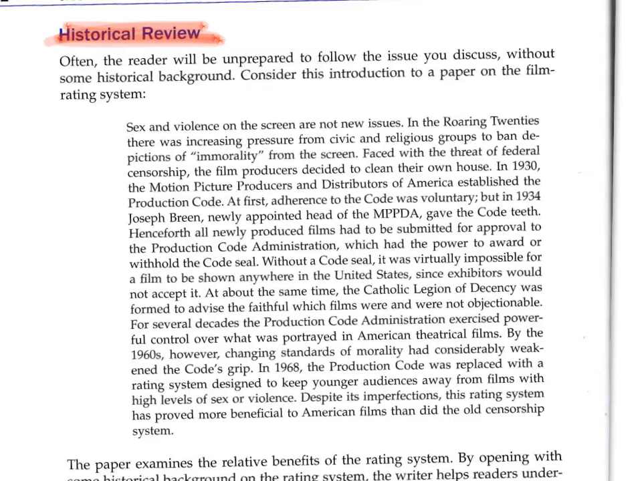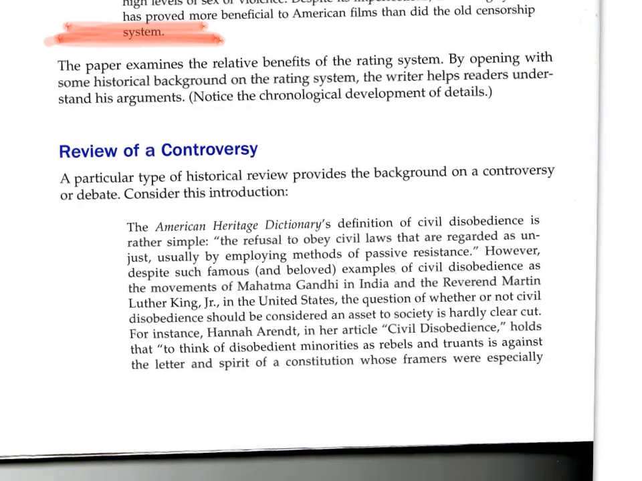Sometimes you need to give your reader some historical background, or if they don't have it, then they are not prepared to read what follows. I'm thinking a historical review is kind of self-explanatory. But there's a subtopic inside the historical review, which they call review of a controversy, which is still a historical review, but it provides the background on a controversy or a debate. And sometimes it's good to show both sides of the debate for your readers so they know it sets up the context for what you're going to say.